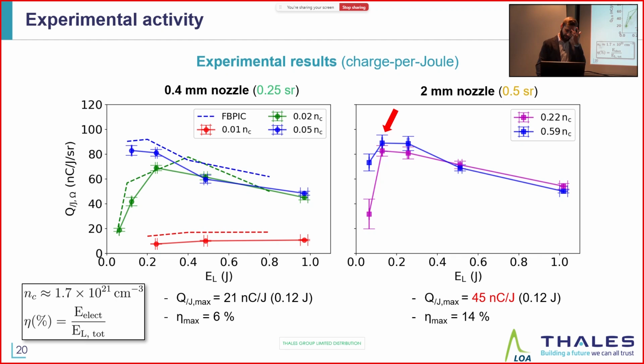What about the maximum charge per joule we obtained? We measured around 21 nanocoulomb per joule with the smaller nozzle, and I estimated a 6% conversion efficiency, which is defined over here. I hope you can see it. It's the ratio between the total electron energy to the total laser energy impinging on target, expressed as a percentage. 6% is a very big value compared to usual laser plasma accelerators, which is usually, again, a few percent. With the bigger nozzle, we did even better. We measured 35 nanocoulombs per joule. It's this point over here, with a conversion efficiency of around 14%, arguably one of the highest ever measured, maybe the highest ever measured experimentally.